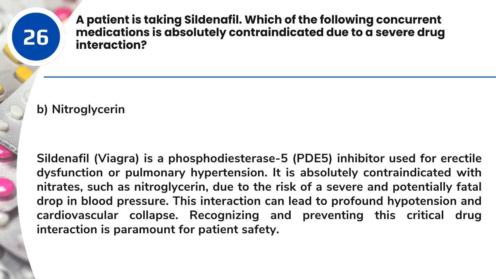Nitroglycerin. Sildenafil, Viagra, is a phosphodiesterase 5, PDE5, inhibitor used for erectile dysfunction or pulmonary hypertension. It is absolutely contraindicated with nitrates, such as nitroglycerin, due to the risk of a severe and potentially fatal drop in blood pressure. This interaction can lead to profound hypotension and cardiovascular collapse. Recognizing and preventing this critical drug interaction is paramount for patient safety.